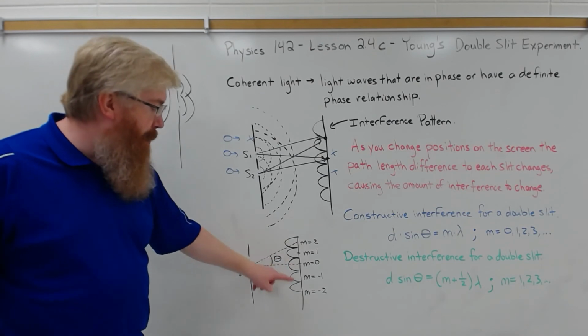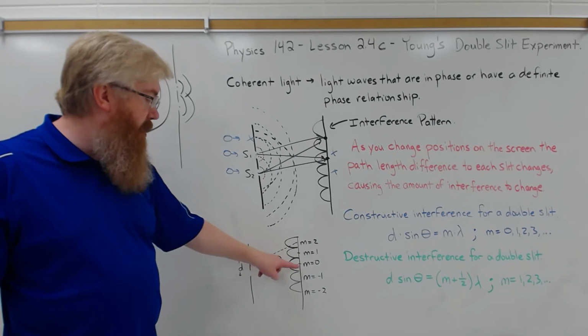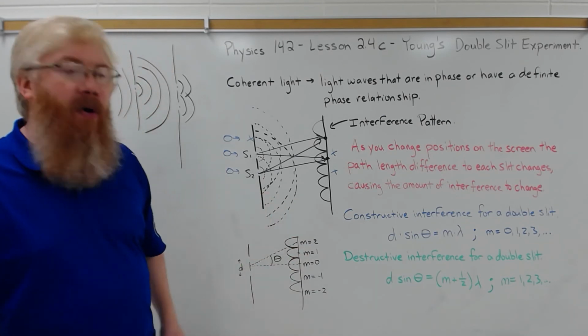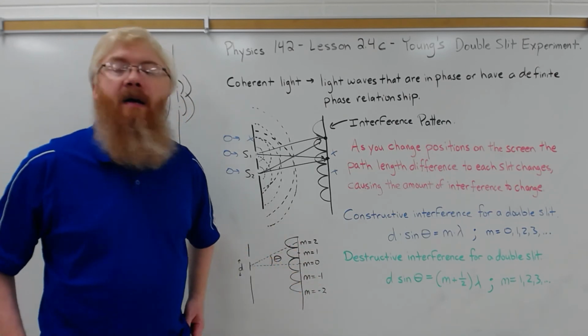Then you count up or down to see what the next orders are. So if m equals 0 is the middle order, m equals 1 is above it or below it. Now, your book actually defines the ones above as positive and the ones below as negative. Not all books do that.